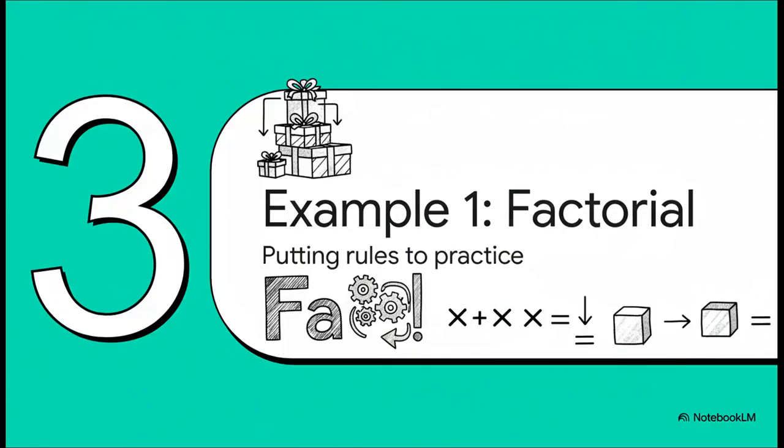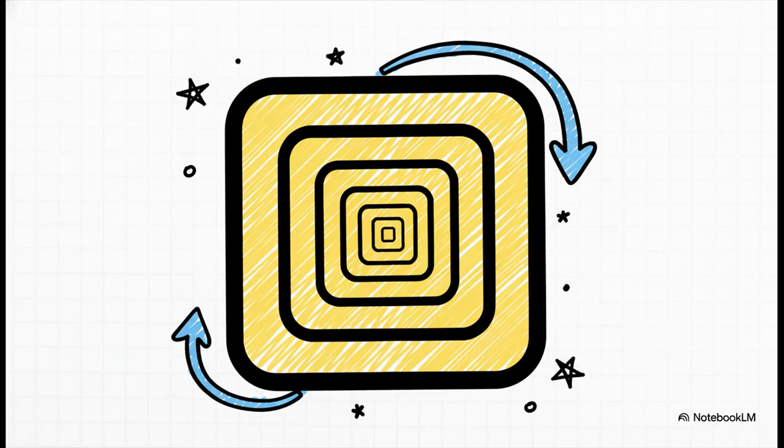All right, theory is great, but let's see this stuff in action. We're going to put these 2 golden rules to the test with a classic programming problem, calculating a factorial. So what's a factorial? It sounds fancy, but it's really simple. The factorial of 4, written as 4!, is just 4 times 3 times 2 times 1. But here's the recursive part. You could also say that 4 factorial is just 4 times whatever 3 factorial is. And what's 3 factorial? Well, it's just 3 times 2 factorial. See the pattern? The problem is defined in terms of a smaller version of itself. It's a perfect candidate for recursion.